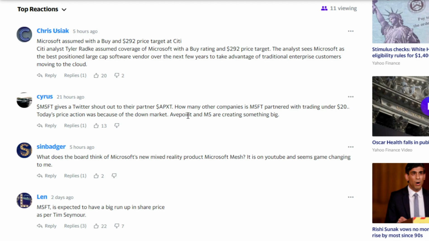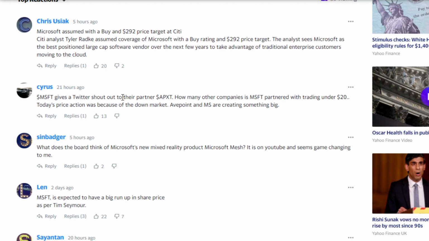I do tend to look on these here and there, but it's really just scanning really quickly through here. And if I see something, this is a good example. What does the board think of Microsoft's new mixed reality product, Microsoft Mesh? So I don't really care what this guy thinks about Microsoft Mesh, but I will certainly take this nugget right here and I'll go off to Google and just see what the heck is Microsoft Mesh, what do I need to know about it. So hopefully that gives you an idea.